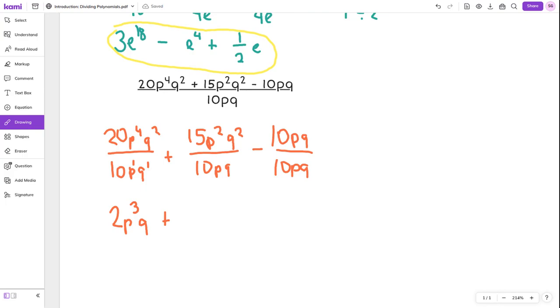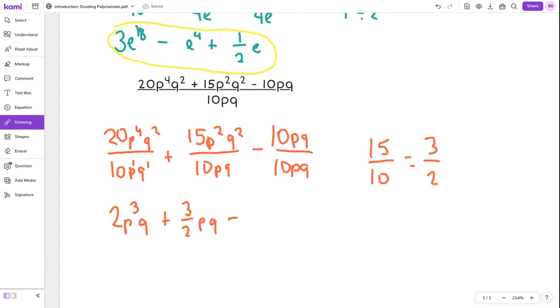For my next part, I need to divide 15 by 10. 15 divided by 10, that's going to be a fraction. You can divide both of those numbers by 5, and you get 3 halves. So I have the fraction 3 halves. And then subtracting my exponents. So for p, 2 minus 1 is 1, so I have p. And for q, 2 minus 1 is 1, so I have q.